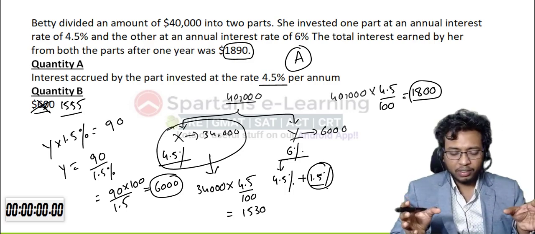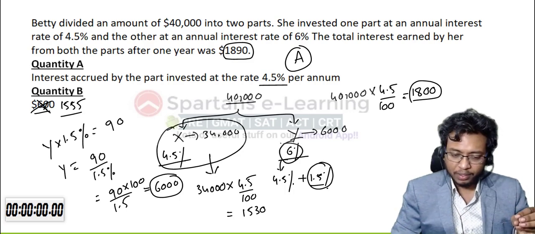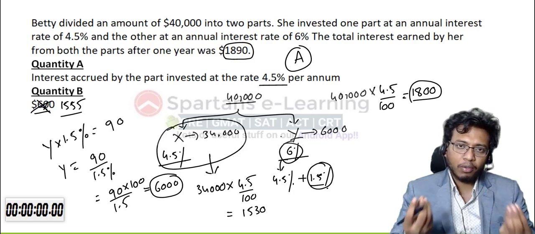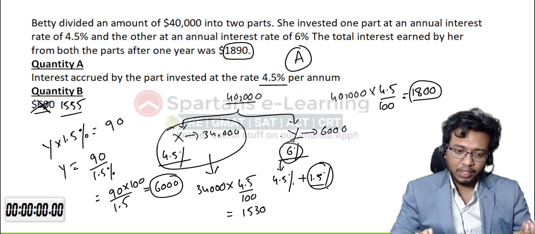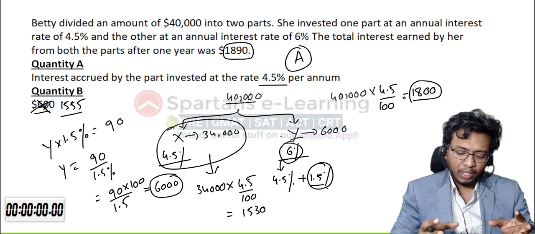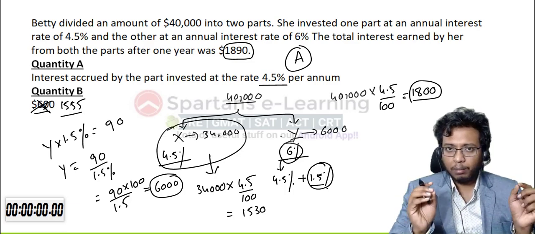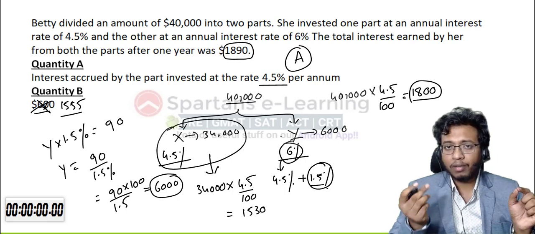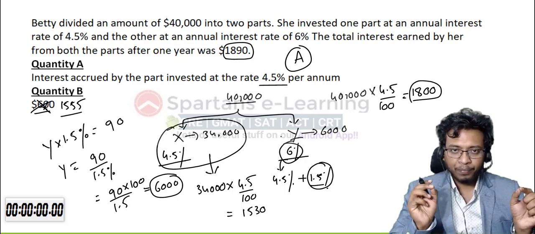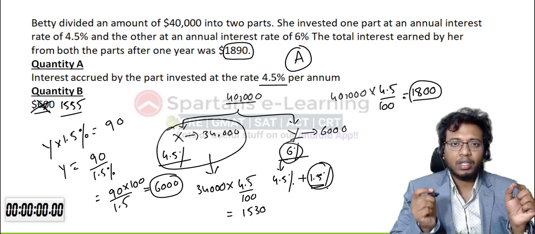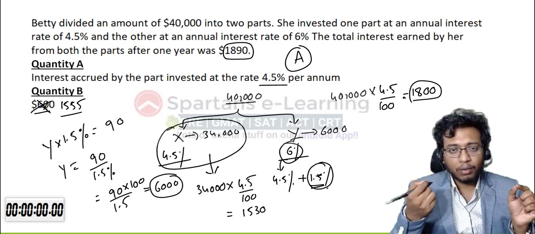What I'm assuming is don't give at 6%. Even if I give at 6%, I'm imagining that I'm giving him also at 4.5% only. That means what is happening? I am reducing 1.5% on every rupee I gave to this person, right? I'm reducing 1.5% interest on every rupee I gave to that person.